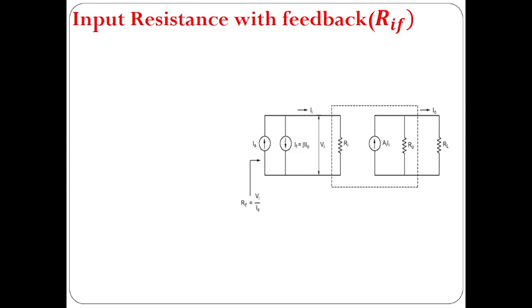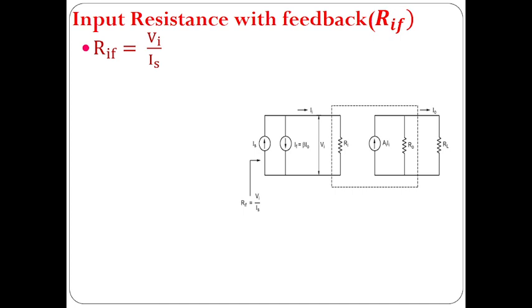So how do we derive resistance? Normally voltage by current. So input resistance RI is input voltage by input current. Since it is RIF, we write that as VI by IS. So input voltage divided by the current, which we consider for the feedback. So VI by IS.